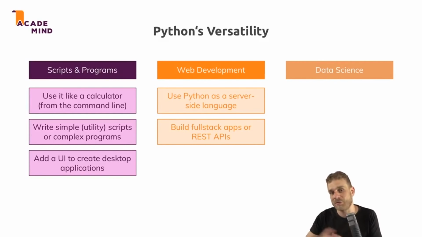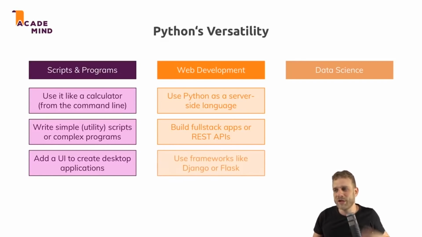This allows us to build web applications to which other programs could communicate, and this is actually also what we'll dive into in this course, but more on that later. We can also use frameworks like Django or Flask. These are these third-party libraries I mentioned to make our developers' life a lot easier.